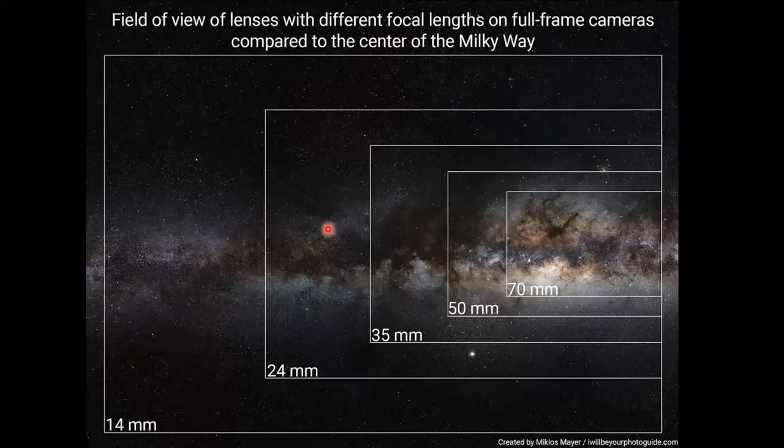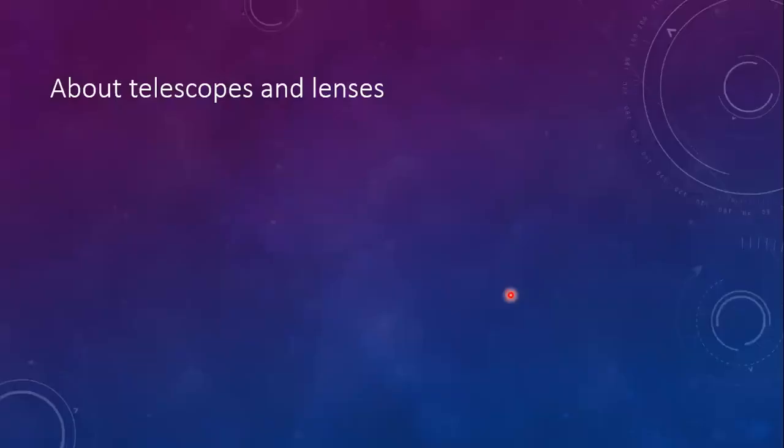Another example here is how the field of view changes with increasing the focal length from 14 millimeter to 70 millimeter. Now it is getting magnified, so the field of view has decreased, but we are getting magnified images.